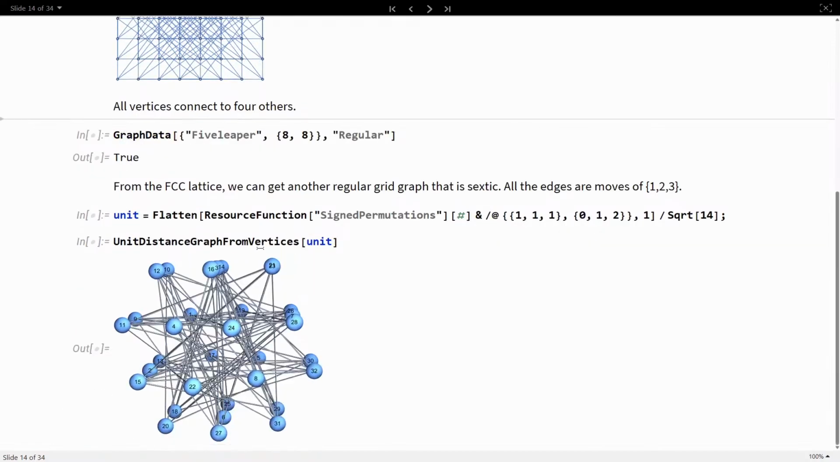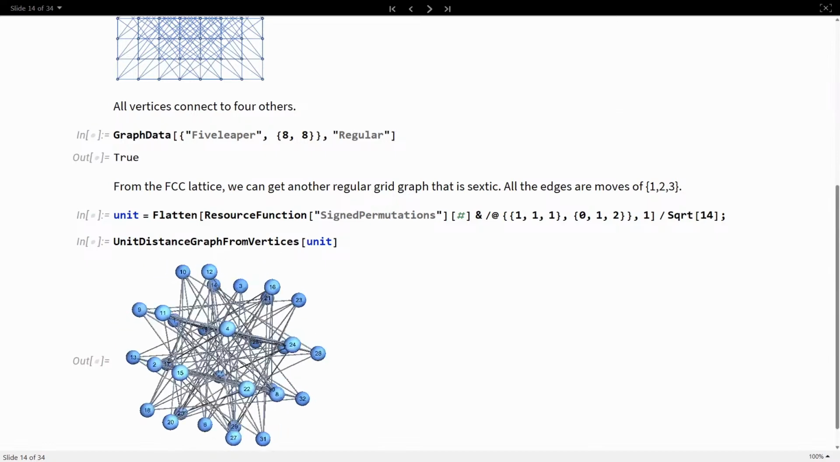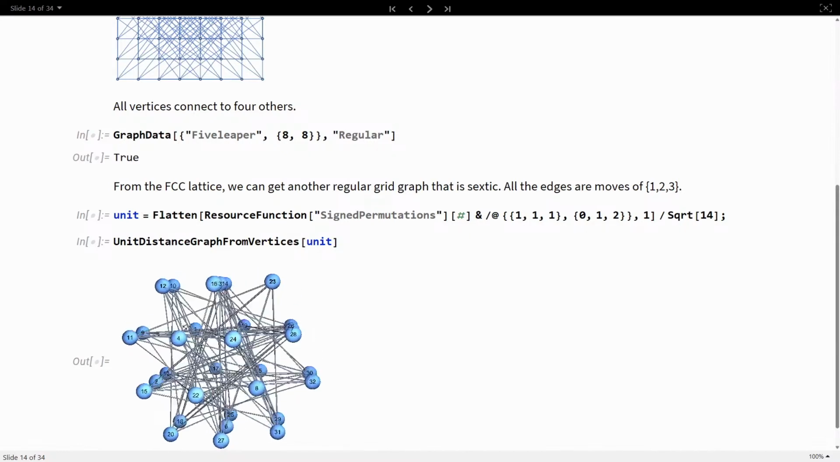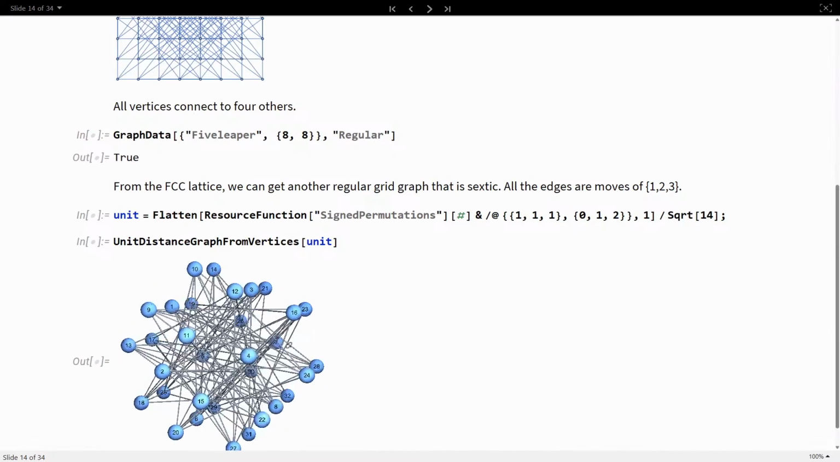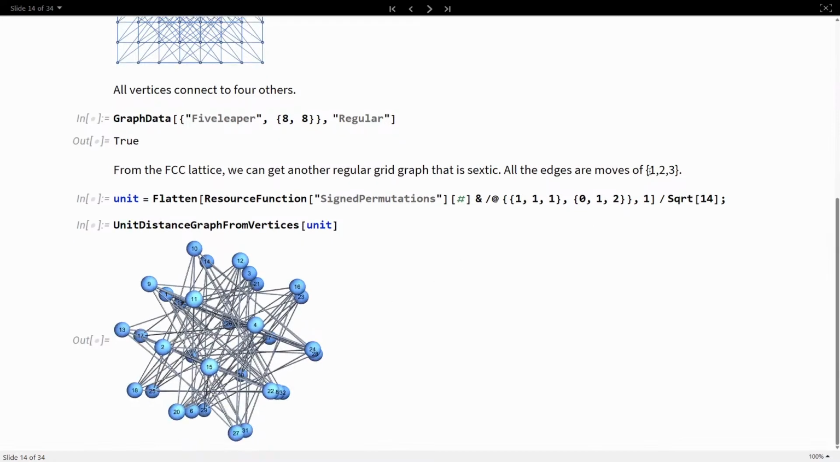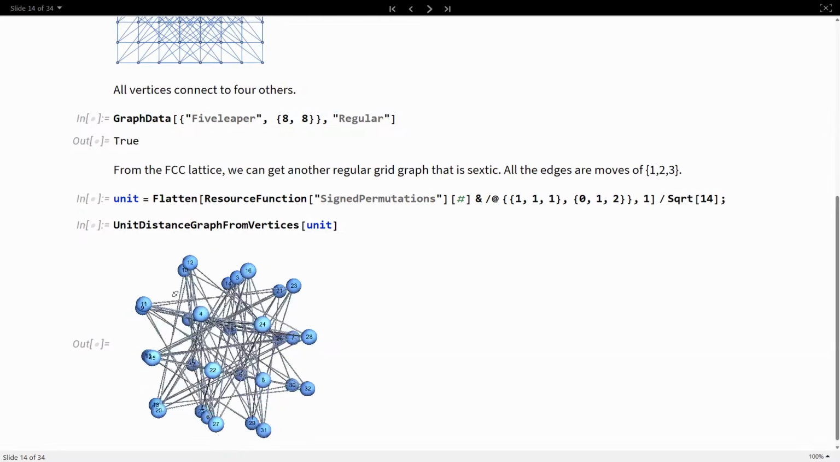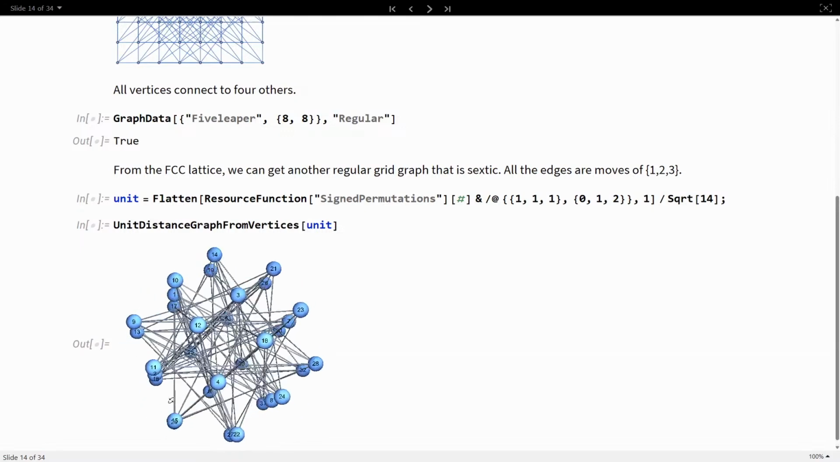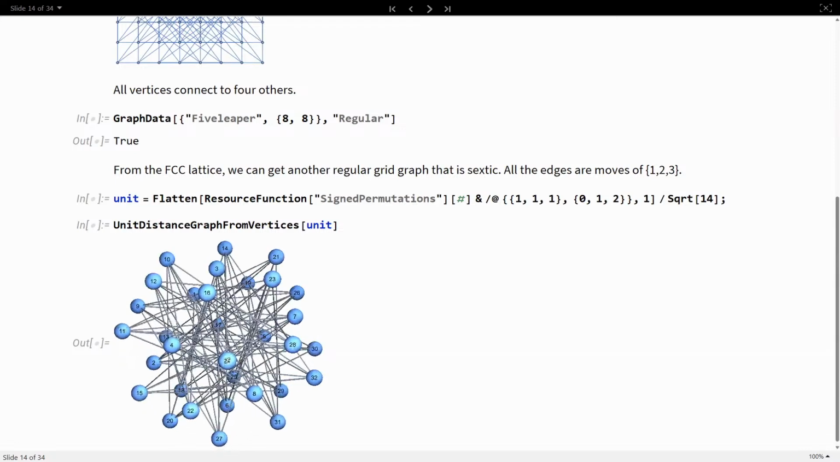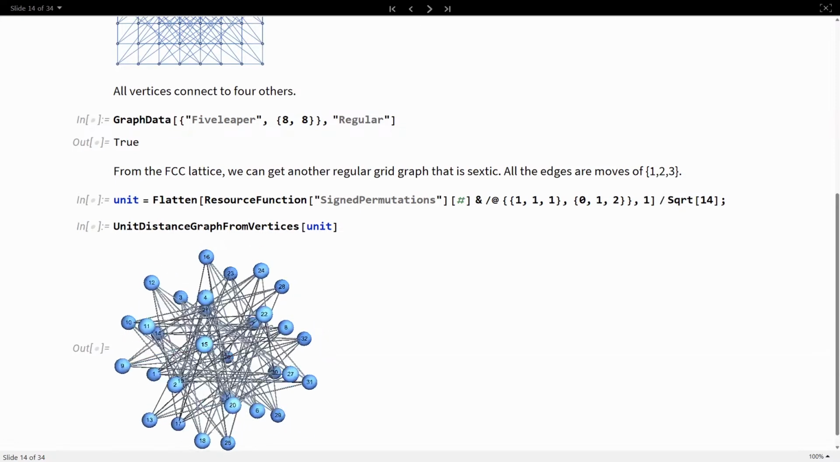I wondered if there was another lattice graph that was regular from the FCC lattice. And I found this one here. This is a regular graph. Every vertex connects to exactly 6 others. And all of them are 1, 2, 3 leapers, or square root of 14. So this is another curious regular grid graph, but this time the lattice is the FCC lattice.